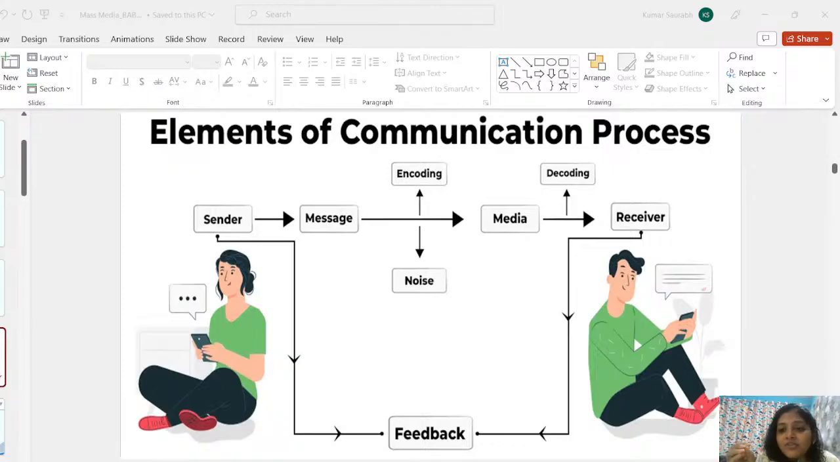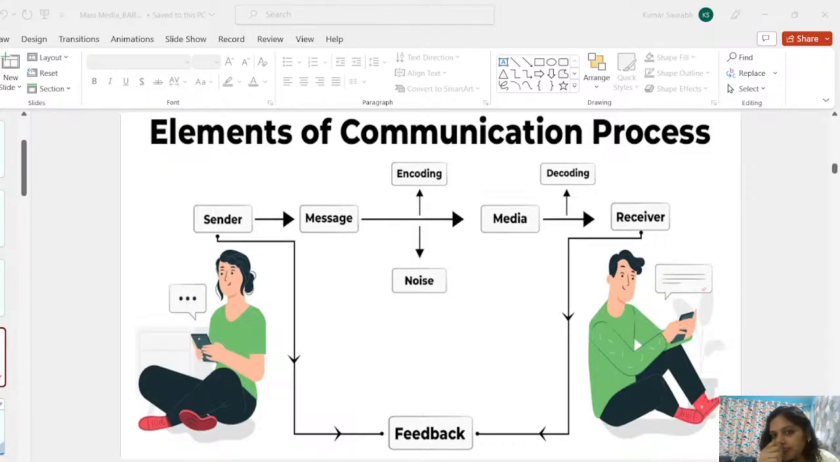But if the message is a little bit formal, or you're sending it to your superior or your boss, the media will change accordingly. The media would be what? The media would be an email. Of course, we generally prefer mail over WhatsApp. So the media could be email.